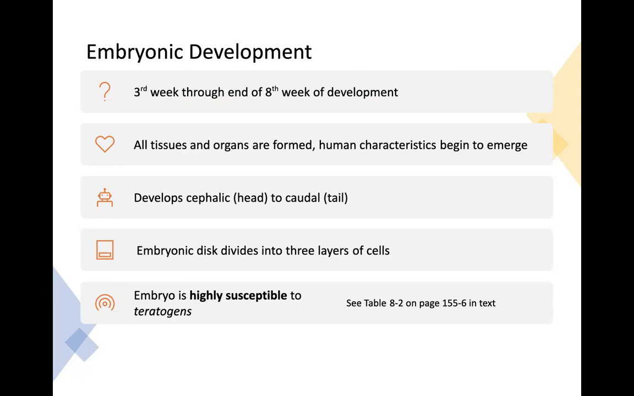The type of anomalies is determined by the gestational timing of exposure, the dosage, the amount, and for how long, the duration, and what kind of teratogen it is. The embryonic period is very sensitive to teratogens. We're going to talk more about those in the next couple slides.